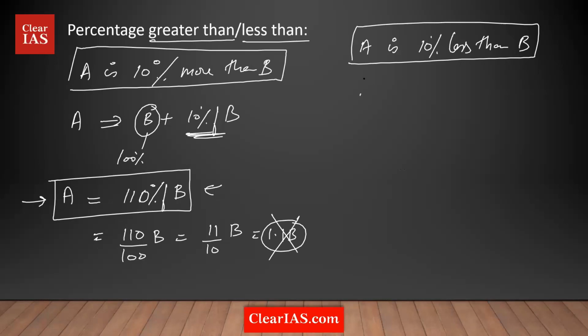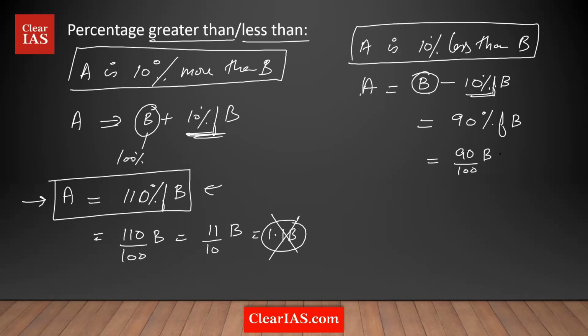So A is equal to 10% less than B. So it's nothing but B minus 10% of B, right? So this is equal to, I can say, B is 100% by default. You are subtracting 10% of it. If you remove 10% from 100%, what is the remaining? 90% of B. Or you can reframe it as 90 by 100 of B. Or it is same as 9 by 10 fraction form, 9 by 10 of B.